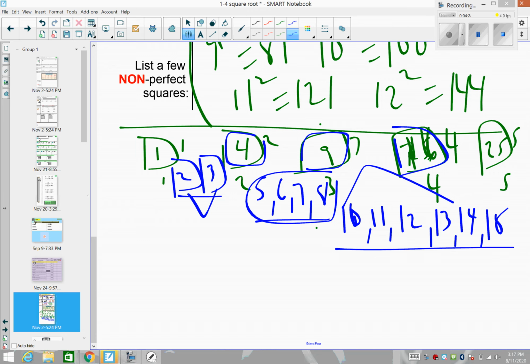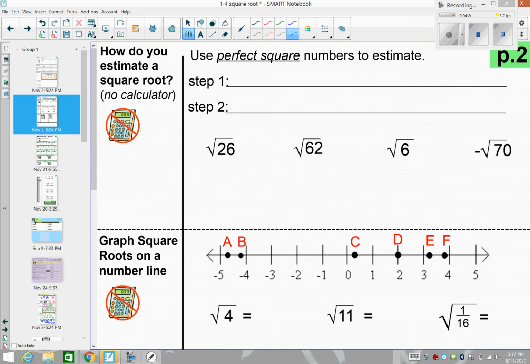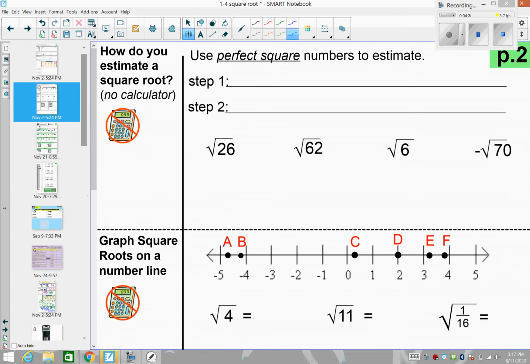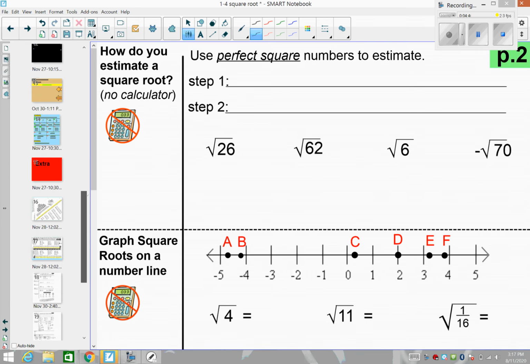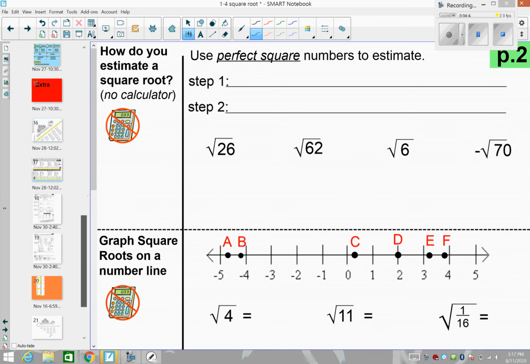Okay. So let's talk about how we would navigate this process then. So what do we do to estimate the square root? So we figure out what two perfect squares it's between. And then we will do a nice job estimating it after that.